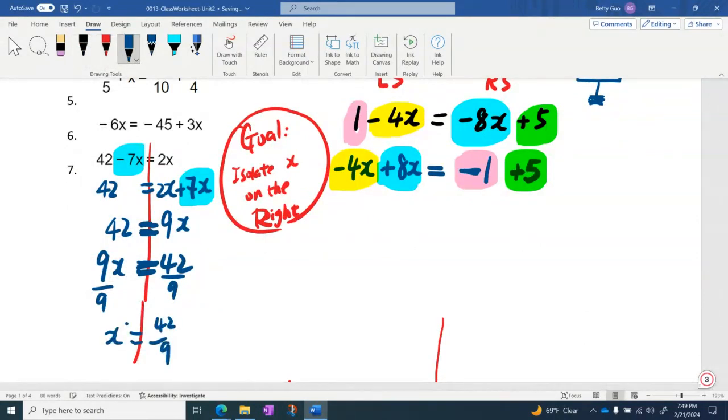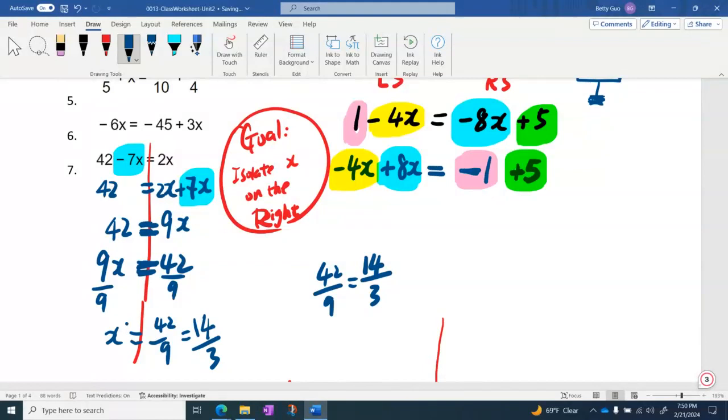42 over 9. And you can use a calculator to get 42 divided by 9. They are both divisible by 3. So 14 over 3. Am I right? 14 over 3, right? My brain is not working well today. So divide 42 by 3, 14. Yeah. It's 14 over 3.